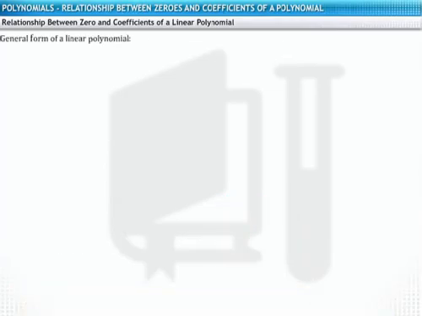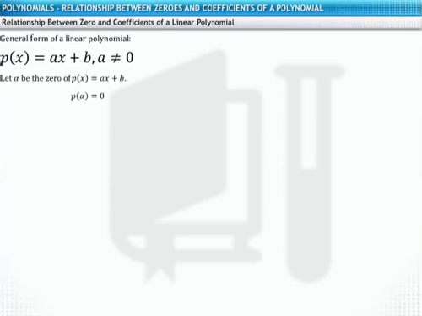Now, let's consider the general form of the linear polynomial p of x is equal to ax plus b, where a is not equal to 0. Recall that a linear polynomial can have a maximum of one zero. Let's assume that alpha is the zero of the linear polynomial ax plus b. Hence, we can say that p of alpha is equal to 0.